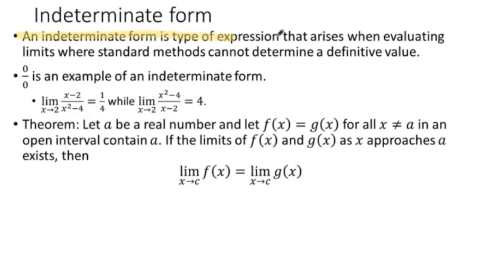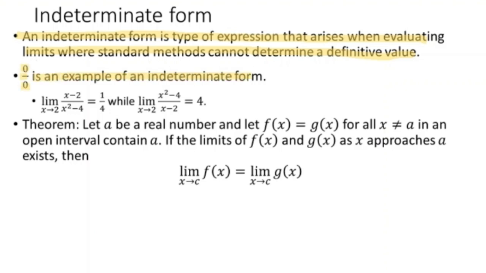An indeterminate form is a type of expression that arises when evaluating limits where the standard method cannot determine a definitive value. In other words, when we try to use direct substitution to evaluate the limit, an indeterminate form is a result that actually tells us nothing about the limit. The limit may exist, we can't tell for sure. An example of such an indeterminate form is 0 over 0.